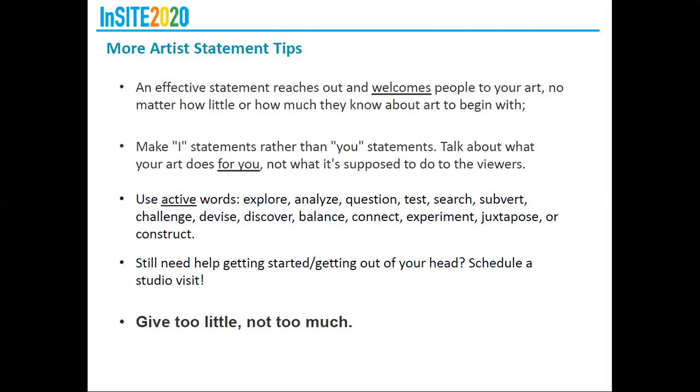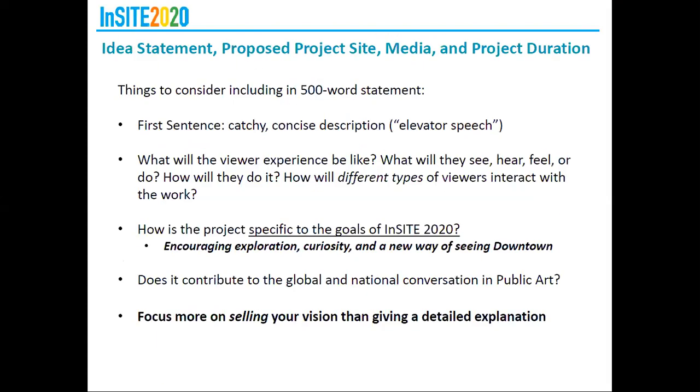And if you're still having trouble getting started, schedule a studio visit. Invite someone, whether they do or don't know your work very well, to come and listen to the types of questions that they ask, or listen to what they don't ask about. That can help inform where you might begin writing your artist statement. But at the end of the day, you want to give too little and not too much. Be ruthless in your editing and really leave the person reading your artist statement wanting to know a little bit more about your work.